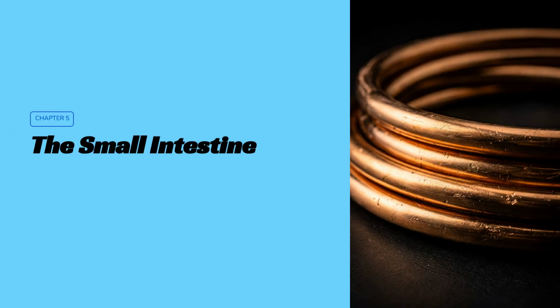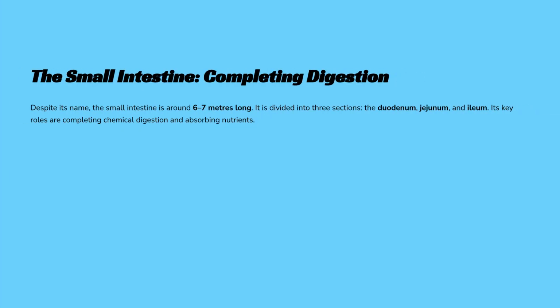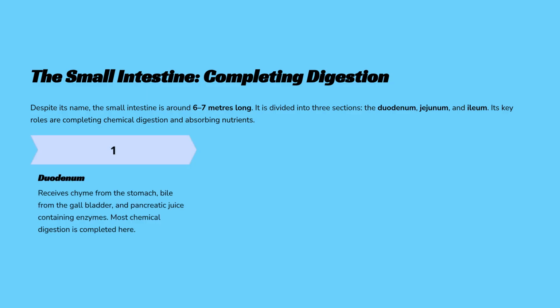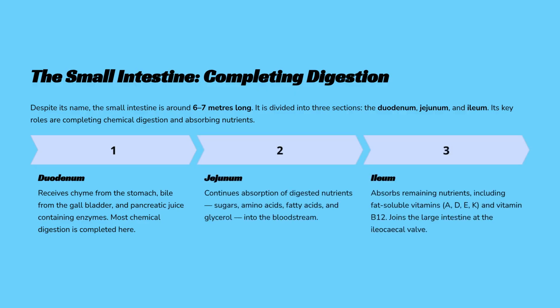Chapter 5 focuses on the small intestine. This is the main site where chemical digestion is completed and where the absorption of nutrients into the bloodstream occurs. The small intestine is about 6 to 7 meters long and has 3 sections: the duodenum, jejunum, and ileum. The duodenum completes most chemical digestion, and the jejunum and ileum are primarily for nutrient absorption.